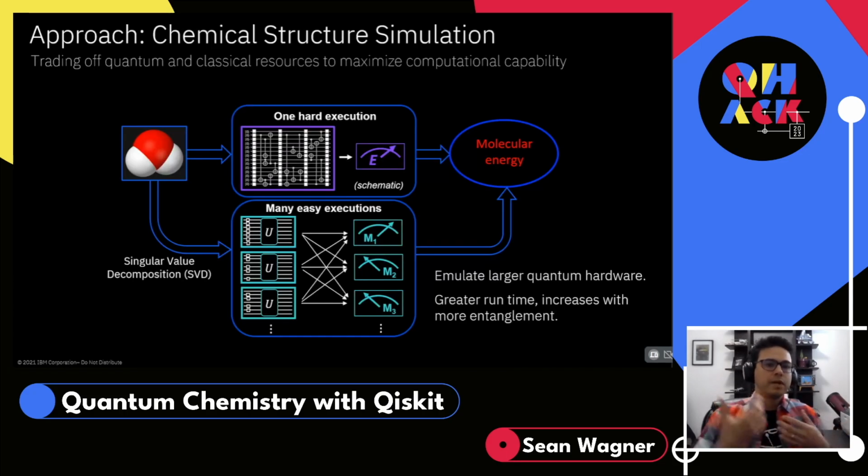So a lot of the work has continued as we look at ways of scaling up beyond simple systems like lithium hydride, as we look to larger chemical systems that may be applicable for advanced materials or for drug discovery, things of that nature.